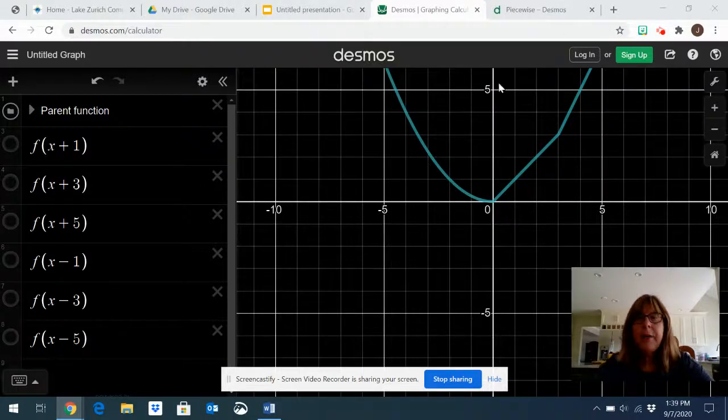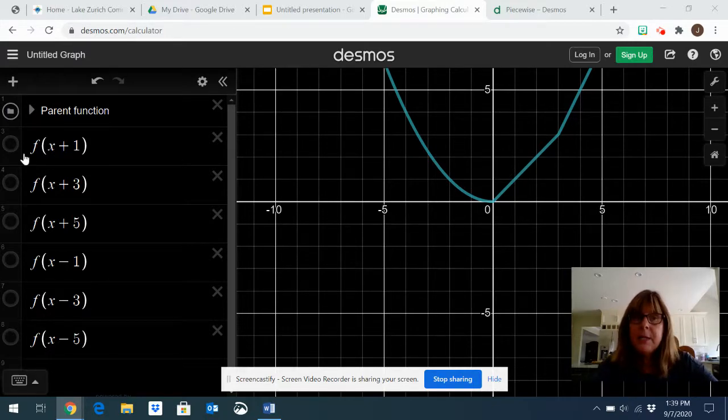All right, here is our parent function graphed in blue, and we're going to take a look and see what happens when my input changes. So notice that my input, because it's inside the parentheses, has x plus 1. So I want everybody to think inside of your head, what do you think is going to happen to the blue graph? How is it going to move if I have f of x plus 1?